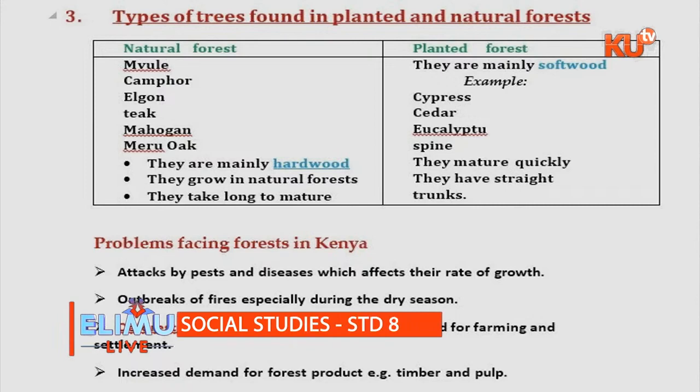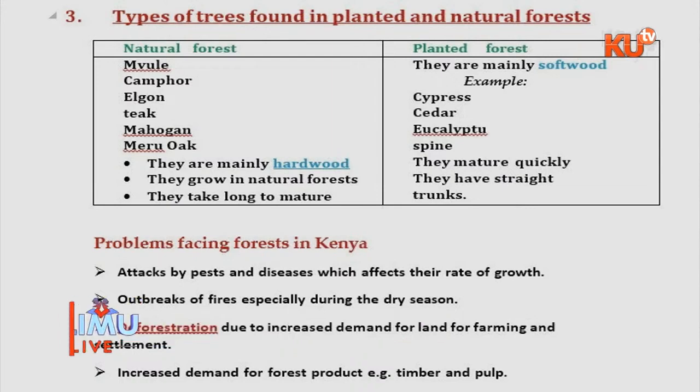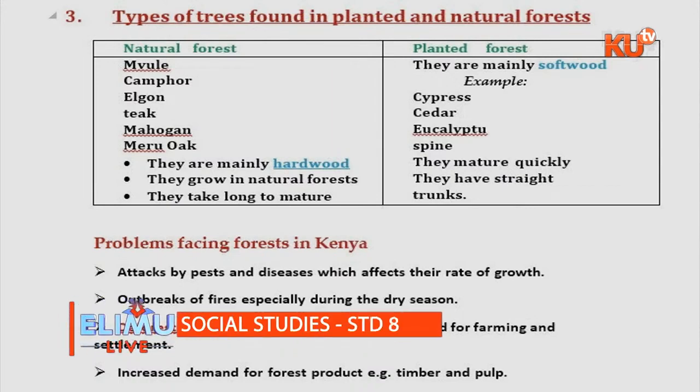Another area that you should also know on forestry is problems facing forestry. Which is the main problem facing forestry? That is a question that is most commonly examined even in KCPE. And in problems, you should only know the main problem, because here we are only dealing with the main problems. So the main problem facing forestry is deforestation, which is cutting down of trees.